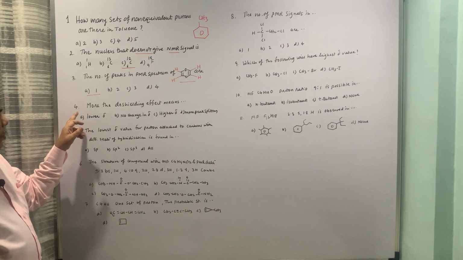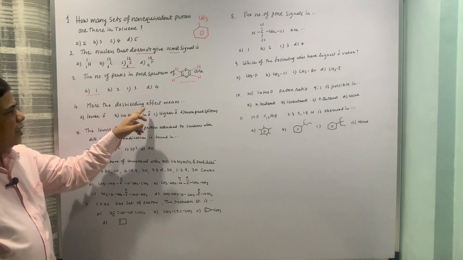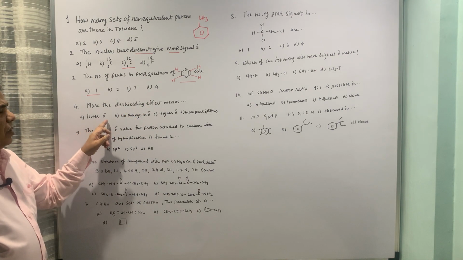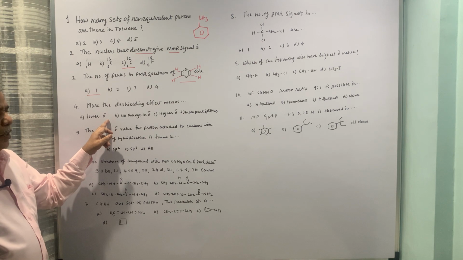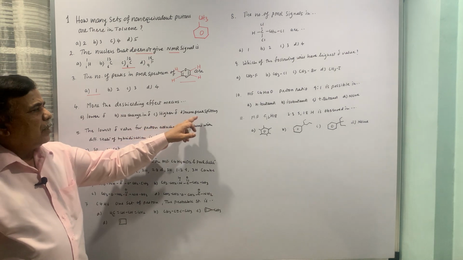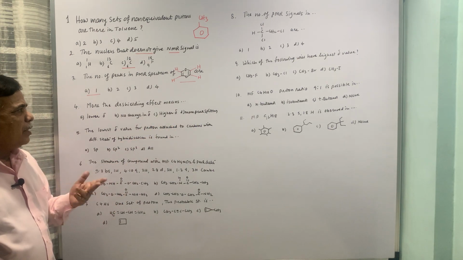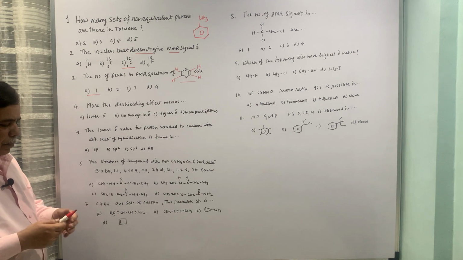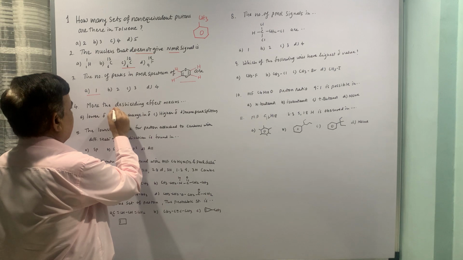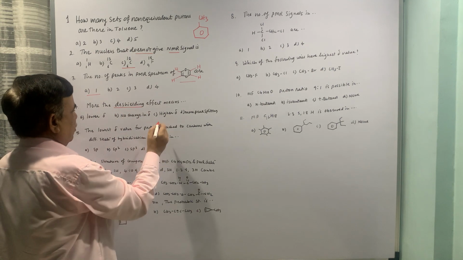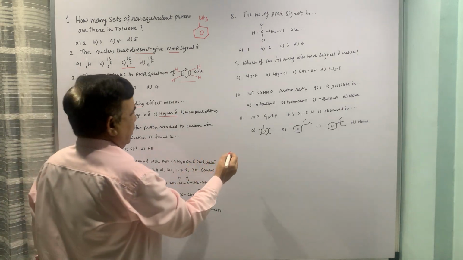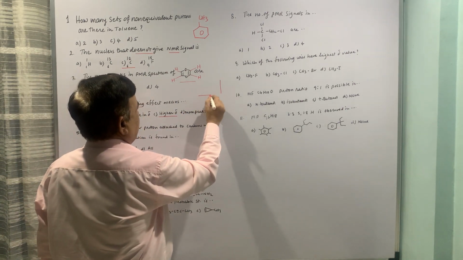Then the fourth question: more de-shielding effect means a lower delta value or lower chemical shift value, no change in chemical shift, higher chemical shift, or more peak splitting. Now peak splitting is not a relevant thing, but anyway that is one of the options. De-shielding means higher chemical shift.